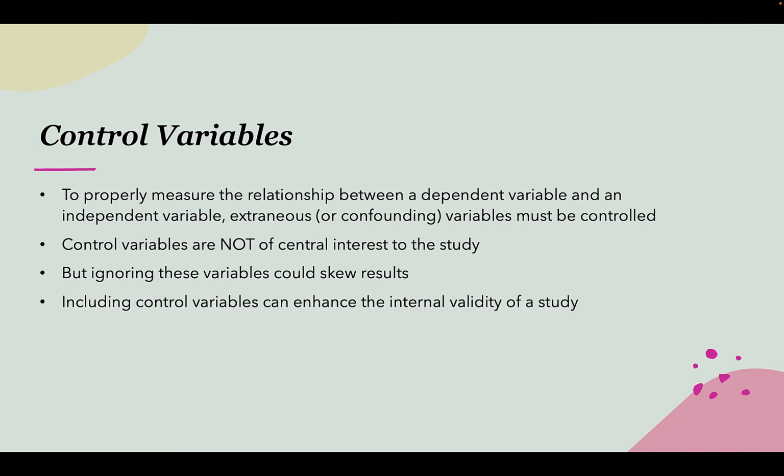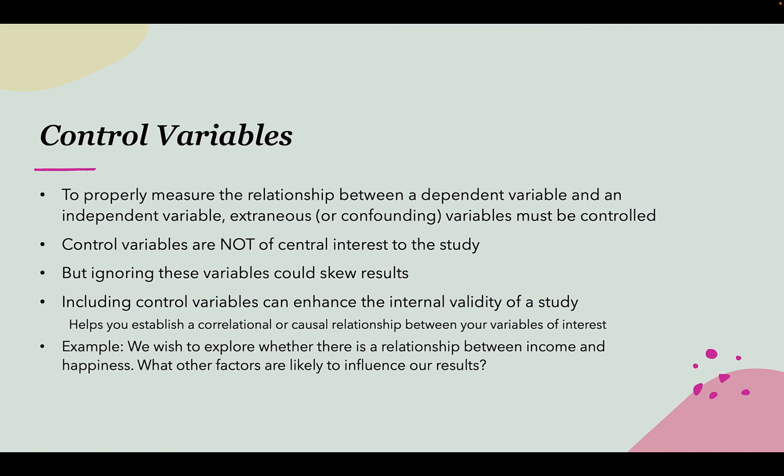Including control variables can enhance the internal validity of the study. All right, so what do I mean by that? It helps you establish a correlational or causal relationship between your variables of interest, depending on your research design. All right, let's think of an example here. We wish to explore whether there is a relationship between income and happiness.